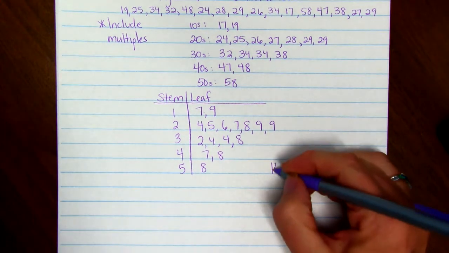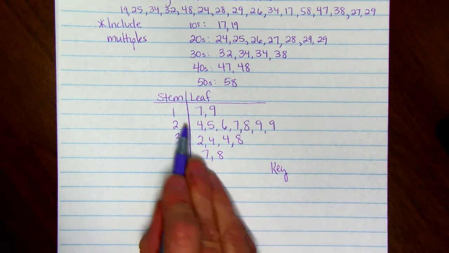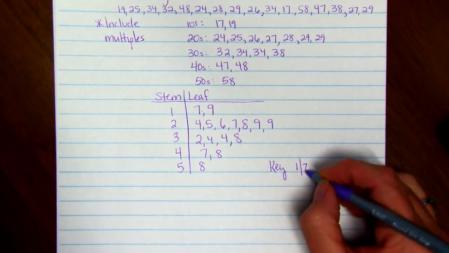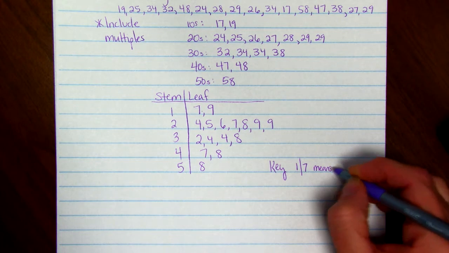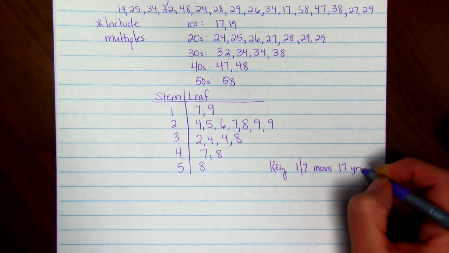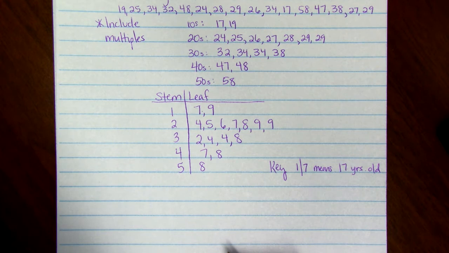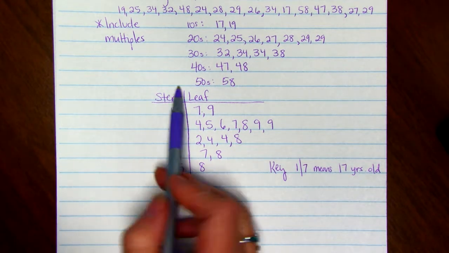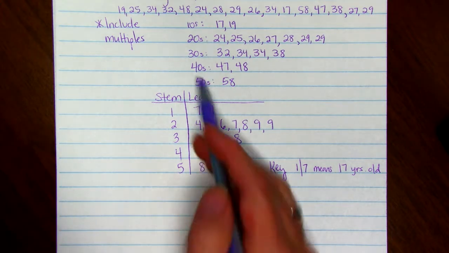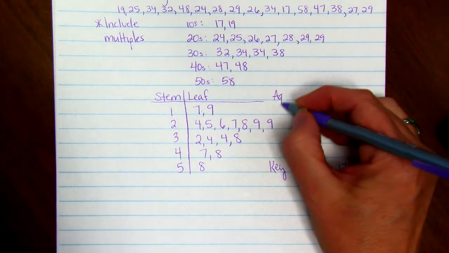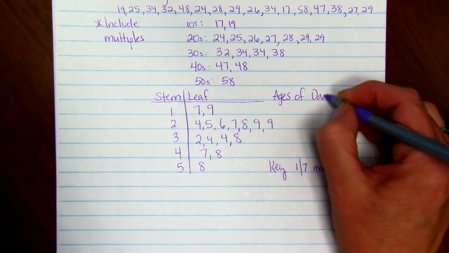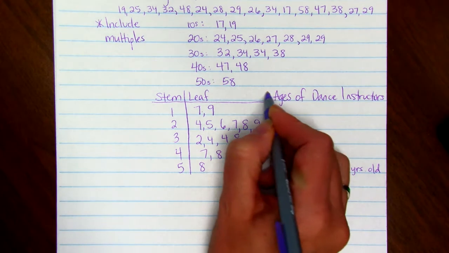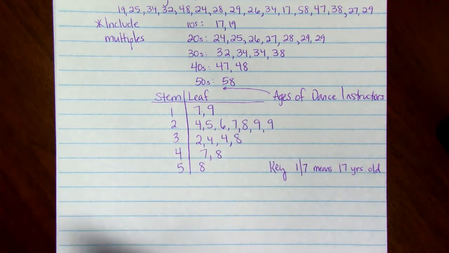Then we have to write a key. So the key is, we take one stem, let's just do a 1, and the line goes between, and we have a 7. Then we write what that means: that means 17 years old. And so we put our label. This is the whole stem and leaf plot. We would want to label it above, age of dance instructors. I didn't leave room here, so let's put it off to the side. Usually we would put that right above the stem and leaf plot.